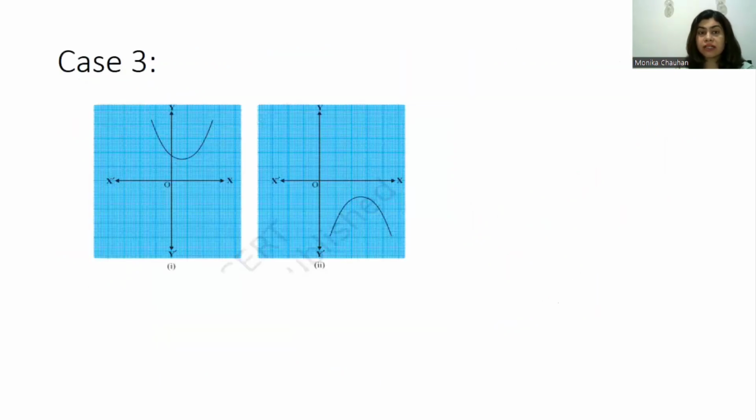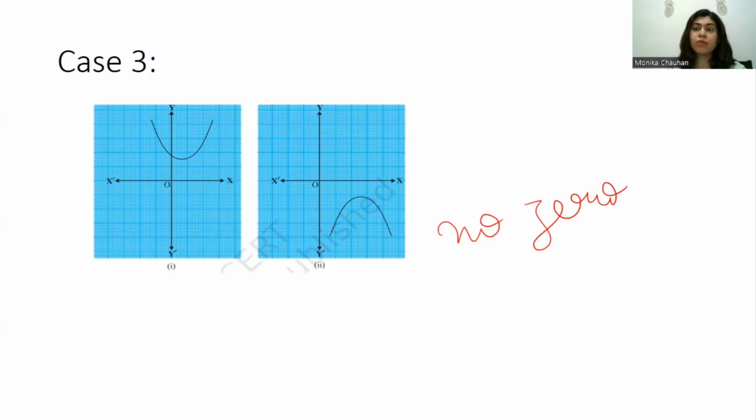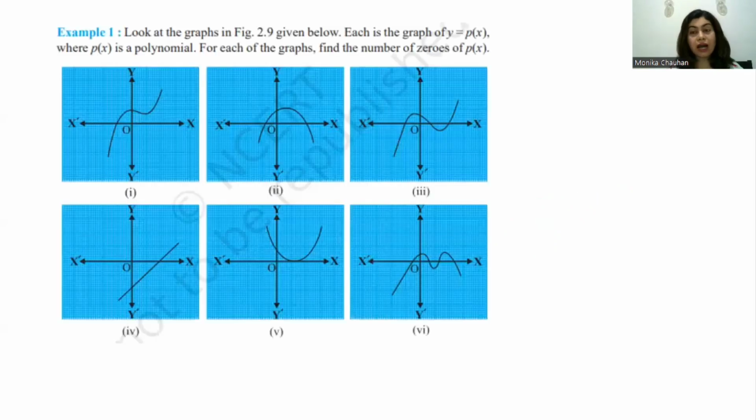Now next, the third case. Do you see anywhere these graphs are touching? No. So that means here there is no zero. When it is not touching, there are no zeros possible in it. So it depends on the touching and how many points it is intersecting on the x-axis. I hope it's much easier and clear now. So let's understand how much your understanding has increased after seeing it. Let's take a few graphs and understand.